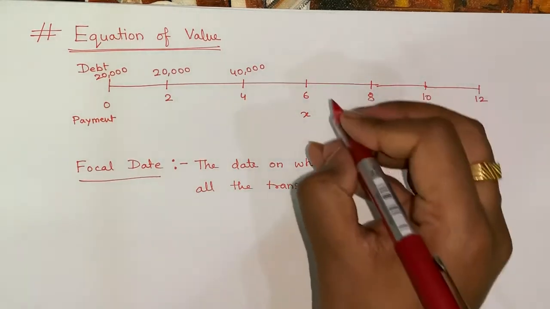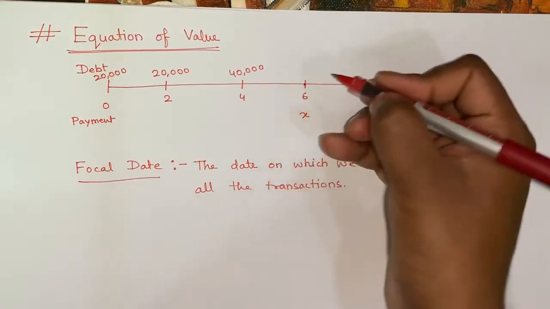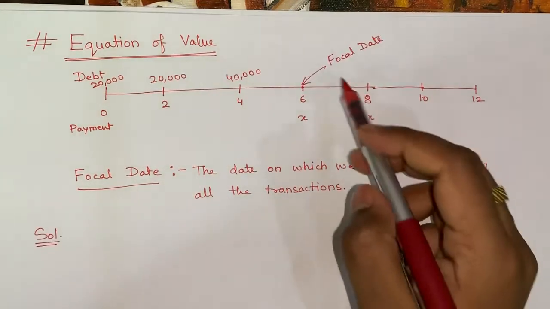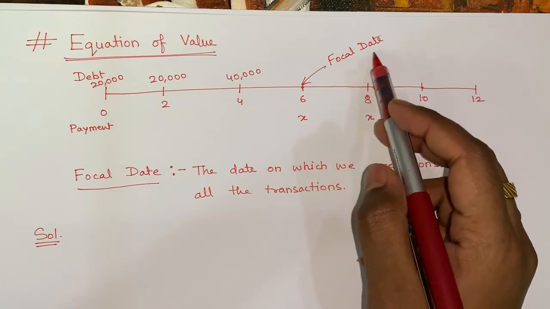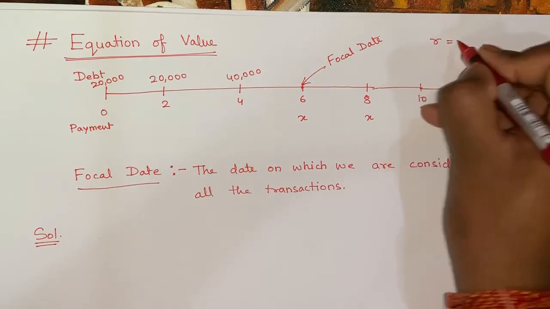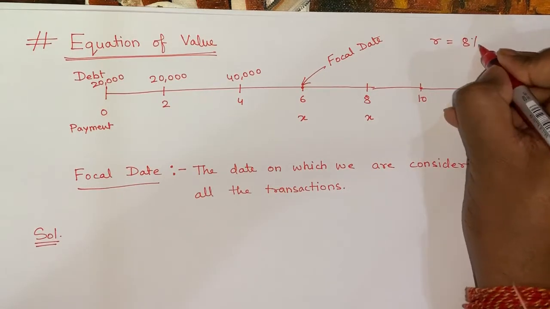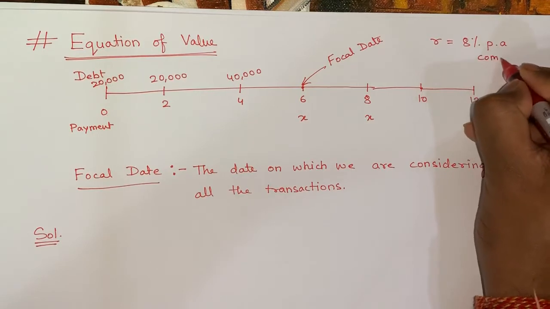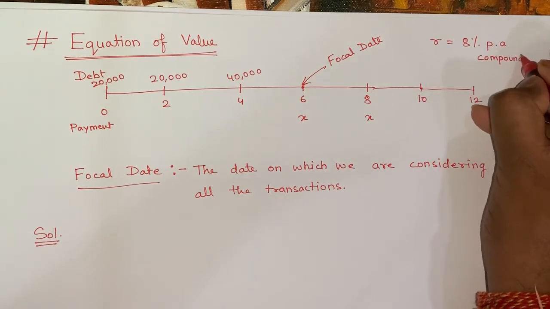So let's assume 6 years to be our focal date in this given example. So we are assuming 6 years to be the focal date, and also assume that the rate of interest is 8% per annum compounded annually.